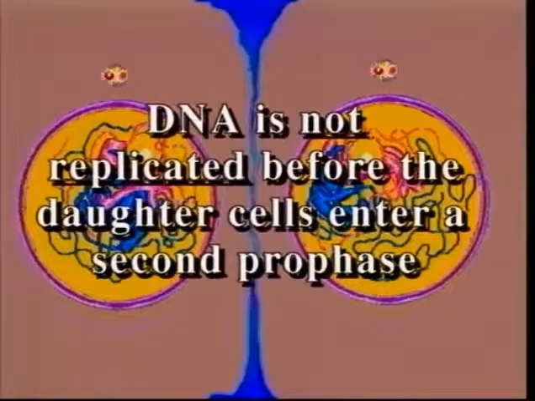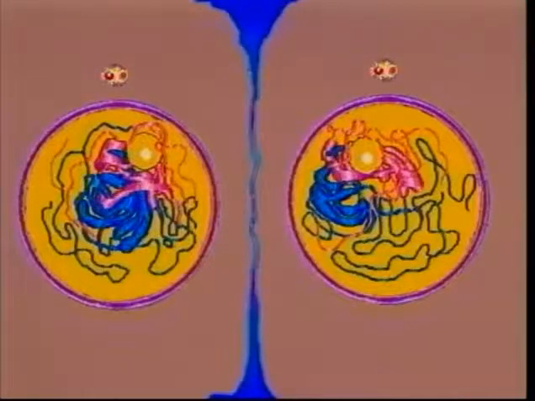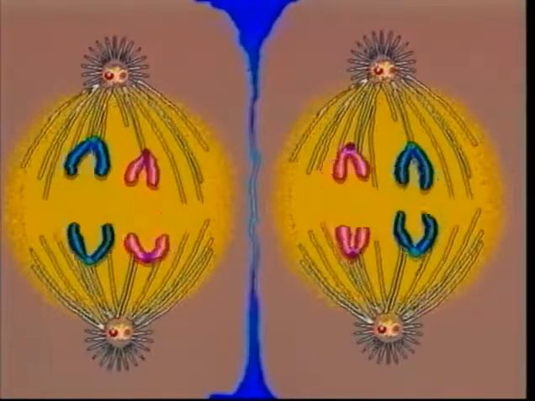Now the new cells are in a very brief interphase in which the chromosomes only partially retreat back into chromatin. And very importantly, the DNA is not replicated before the daughter cells enter a second prophase. From now on out, everything occurs just as it would during normal mitosis. Having reached the end of meiosis, we can see that, compared to mitosis, a big change has taken place, because each of the new sex cells has only half the number of chromosomes of the original germ cells.